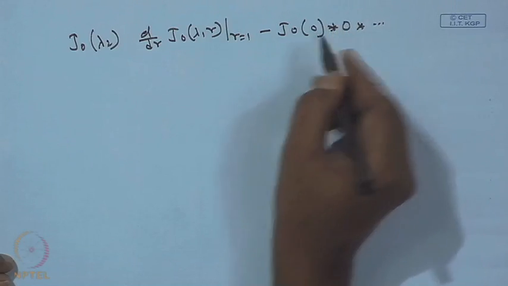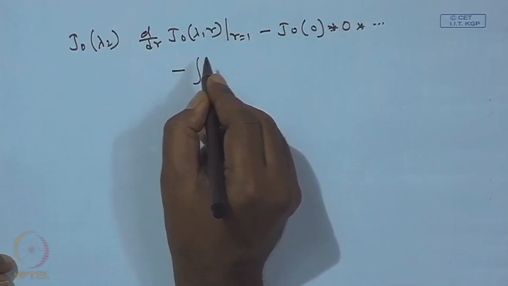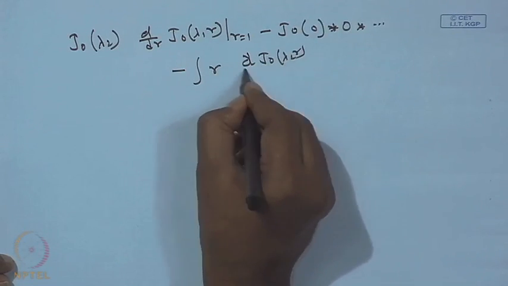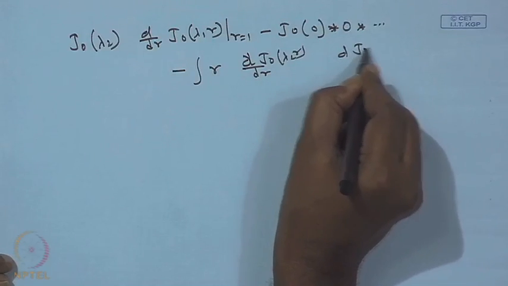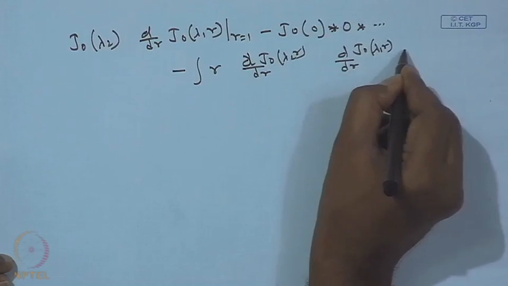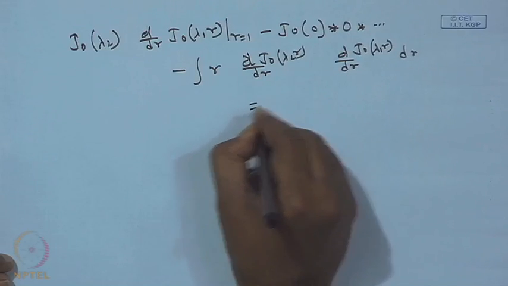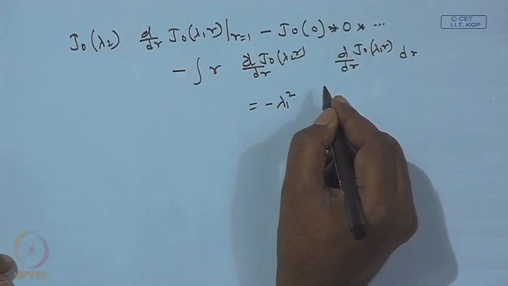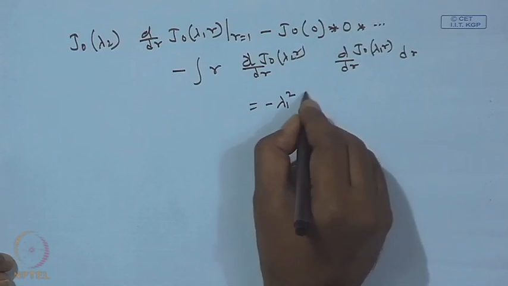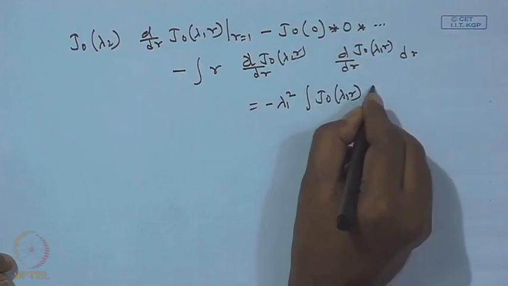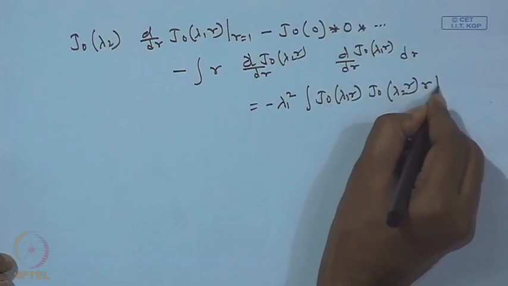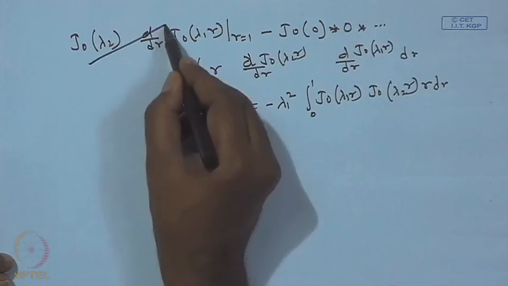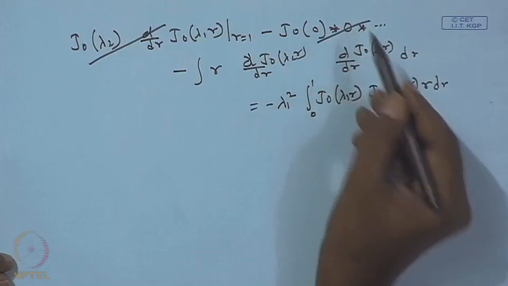So, it becomes 0, it does not matter, minus integral r dJ0(λ2 r)/dr multiplied by dJ0(λ1 r)/dr is equal to minus λ1 squared integral J0(λ1 r) J0(λ2 r) dr from 0 to 1. So, we have already seen that J0(λ2) is 0. So, this whole term becomes 0, it is multiplied by 0. So, whole this term will become 0.